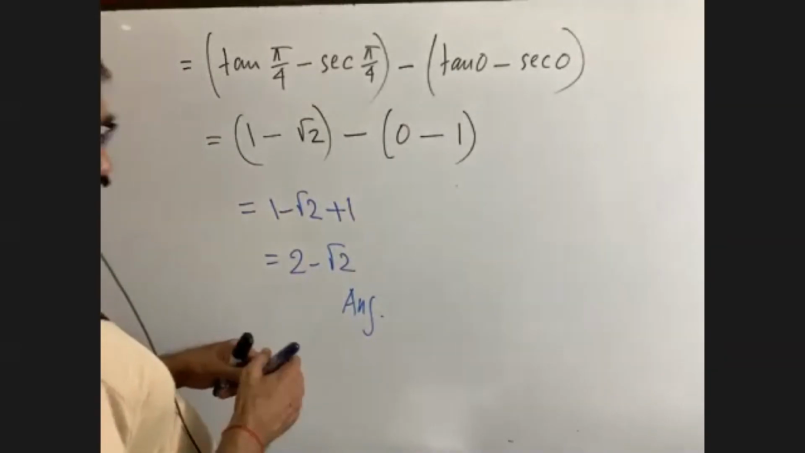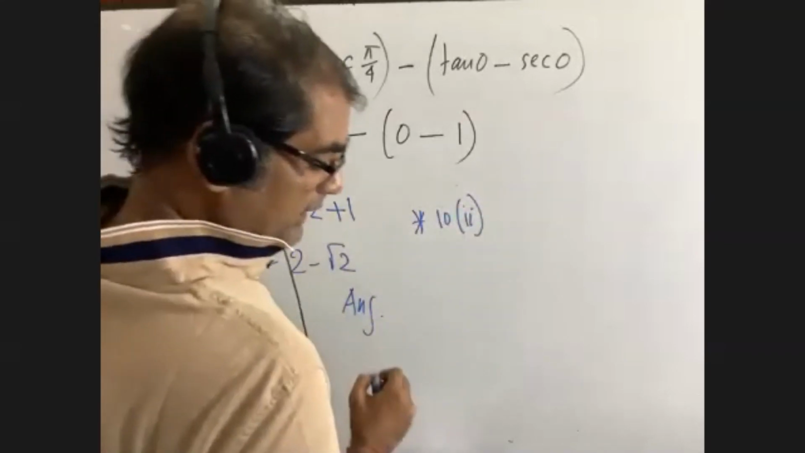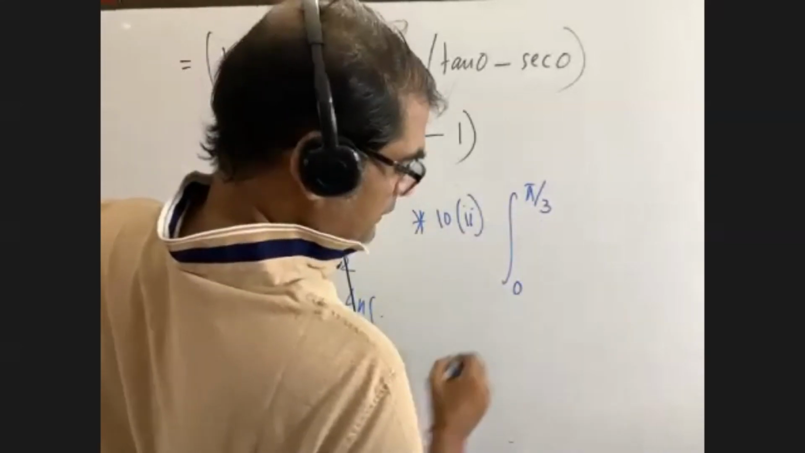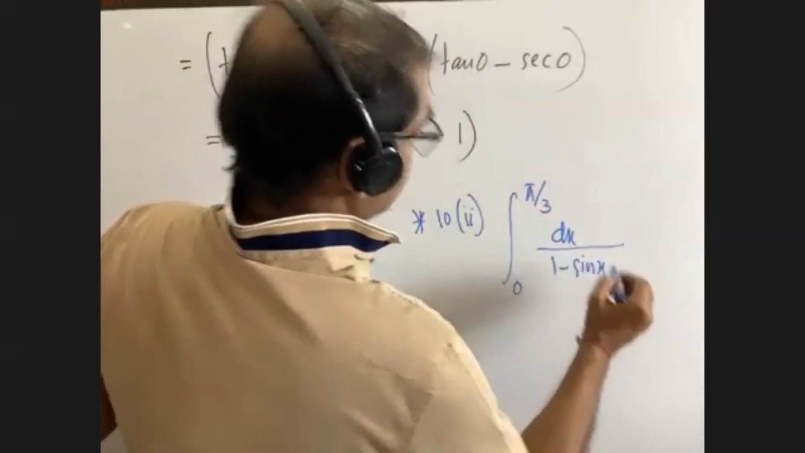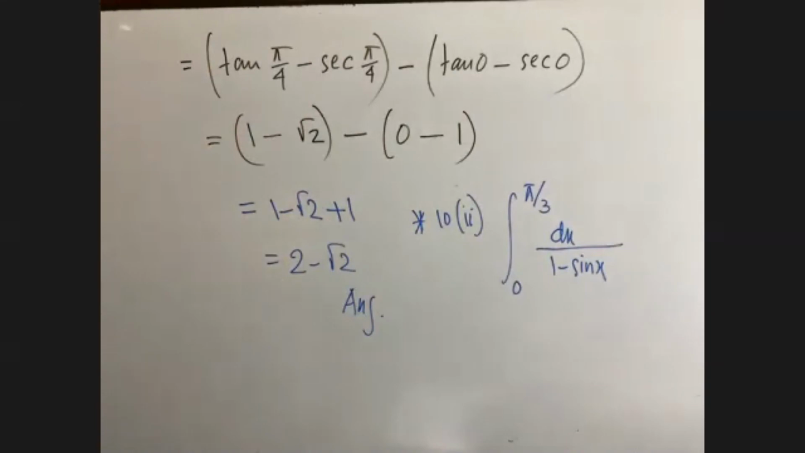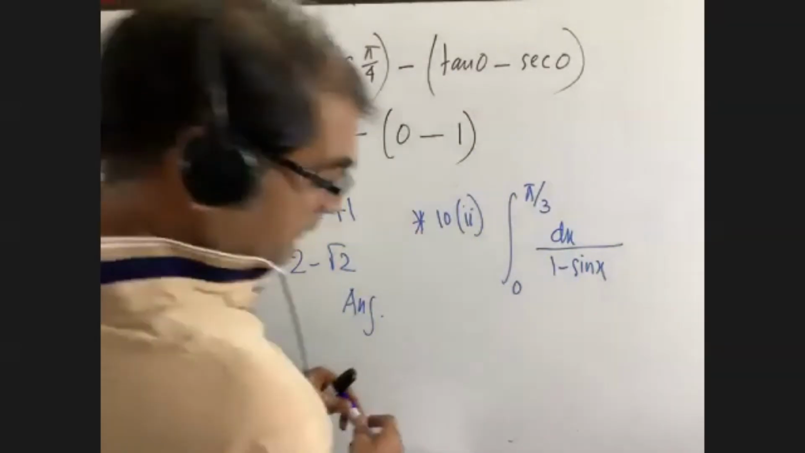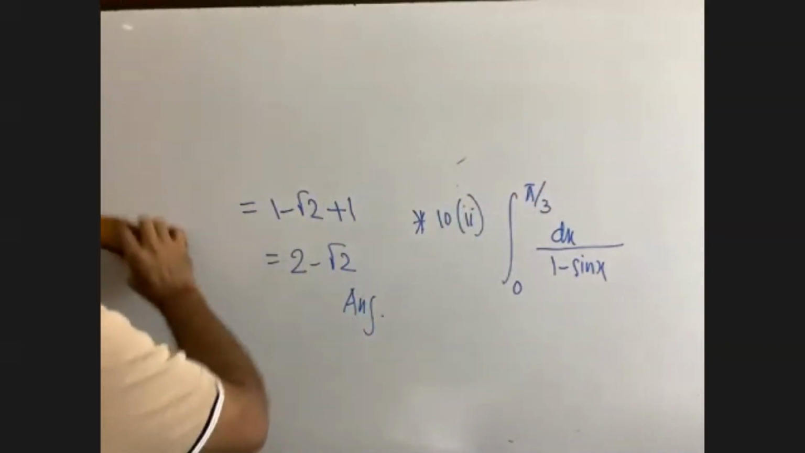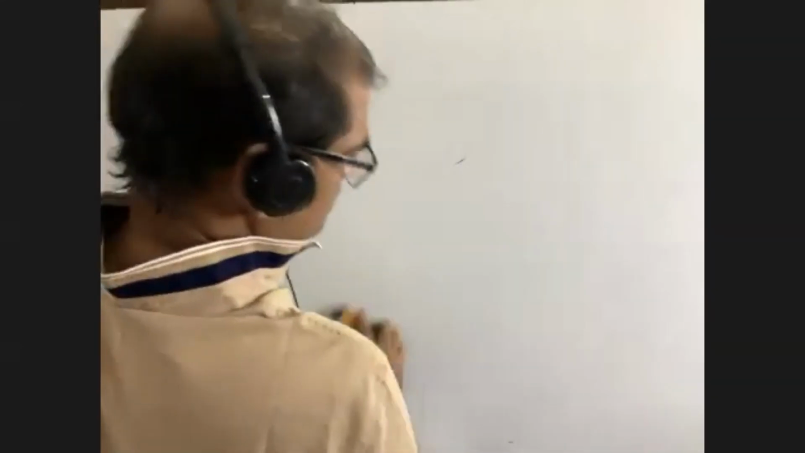In the same way, dear students, you all are required to do question number 10.2 at home. That is, please do it: integral from 0 to pi by 3, dx by 1 minus sin x. What will you do? You will multiply both the numerator and denominator by 1 plus sin x. Everybody, you will do it.